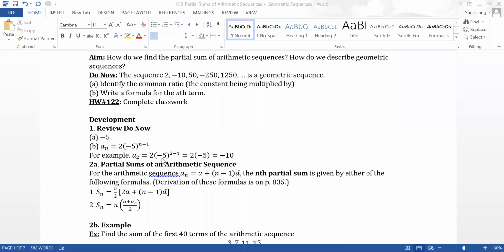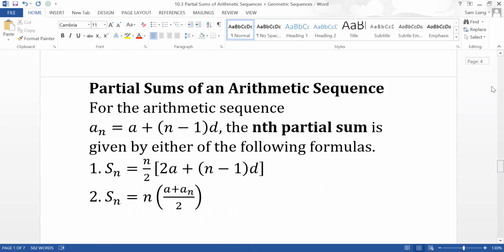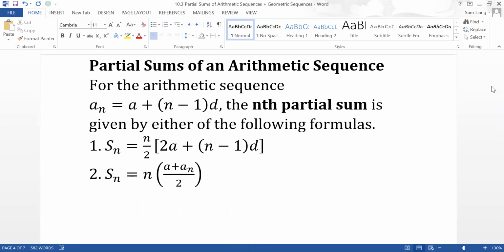Okay, does anyone still need the do now solution? Okay, if not, then I'm going to go on to the slide for partial sums of an arithmetic sequence. And here it is. Okay, could I get a volunteer to read this, please?